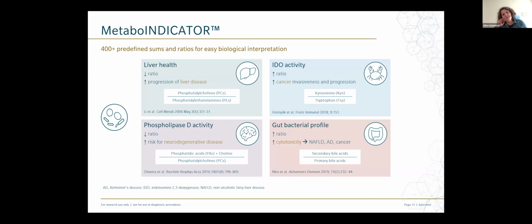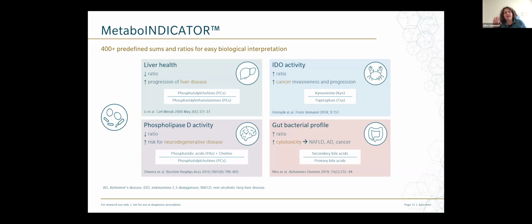And what's really interesting when you get to the point of interpreting your results is that each one of these ratios has one or more literature references assigned to it. So you can immediately go in the literature and figure out how this has been used by other people.